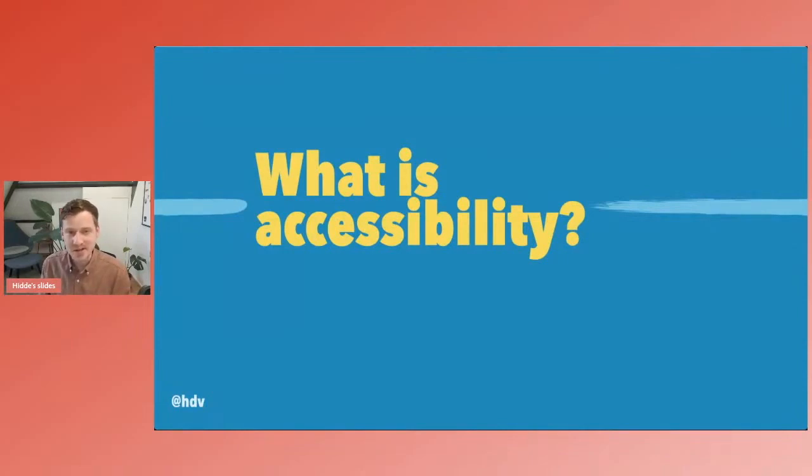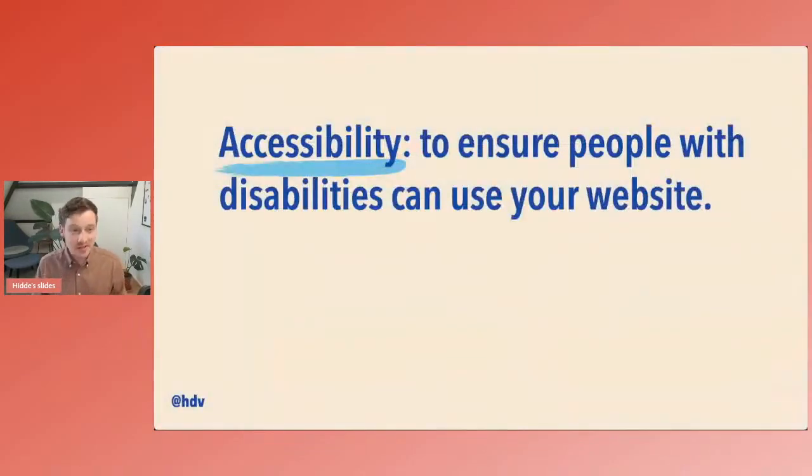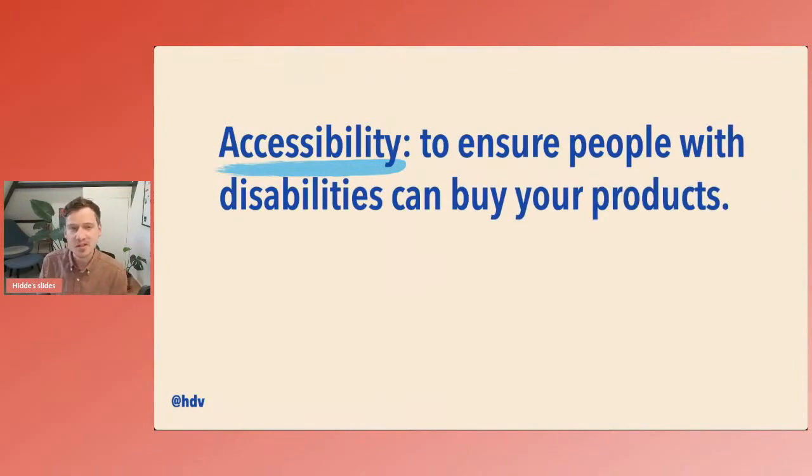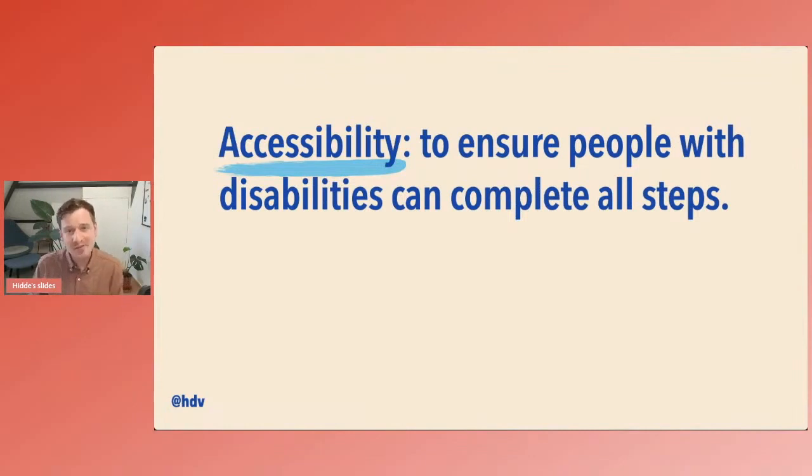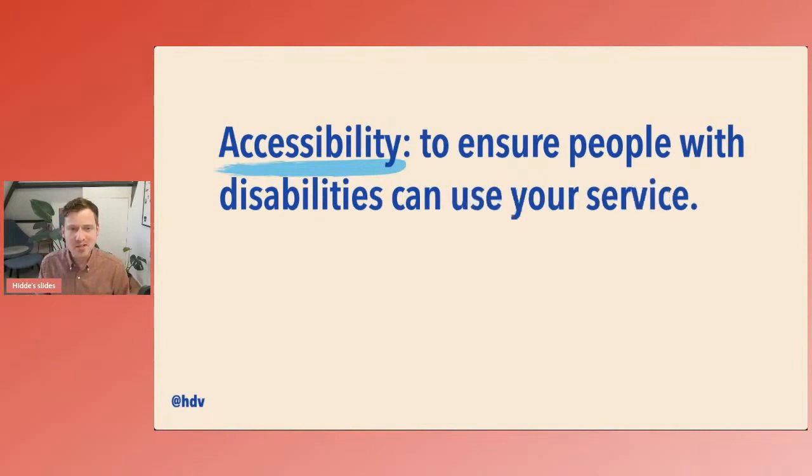So accessibility, how do we define that? You may have heard different definitions. I like to say it is about ensuring that people with disabilities are able to use your website. Now, this also translates to people with disabilities being able to buy your products. It is that people with disabilities can complete all of the steps that you have. If you have a service, or you are trying to get people to sign up to something, or to go through some kind of process, it's also to ensure that people with disabilities can use the service that you're building. That is what it is about.